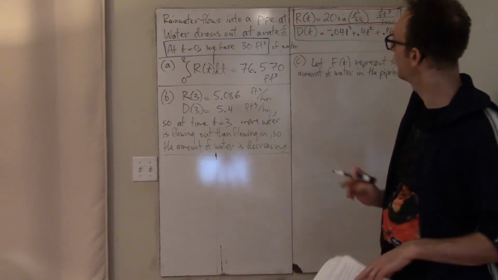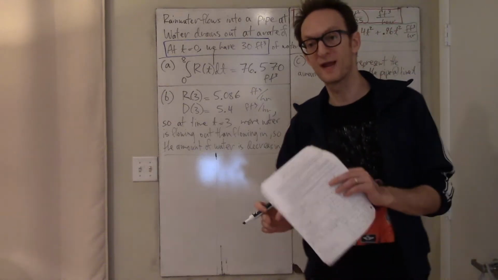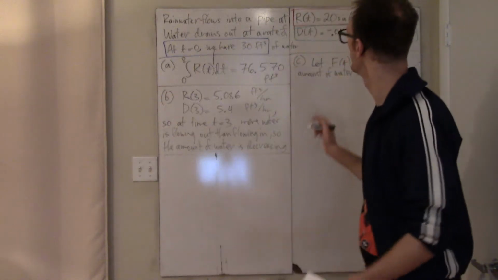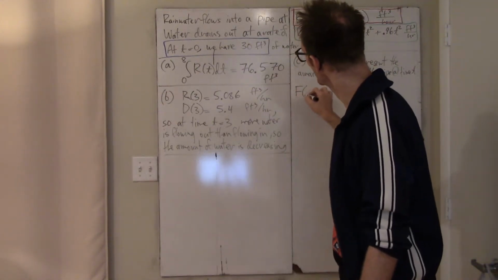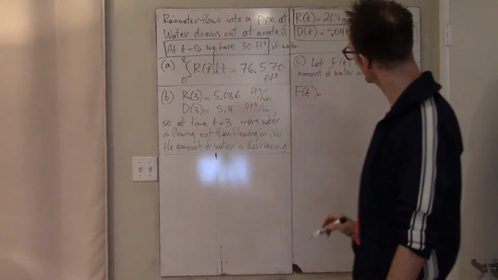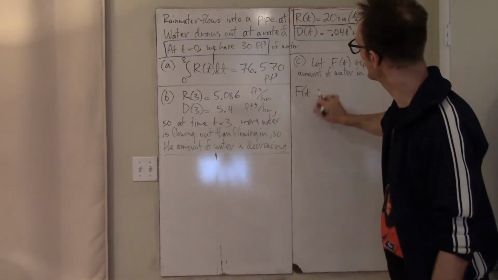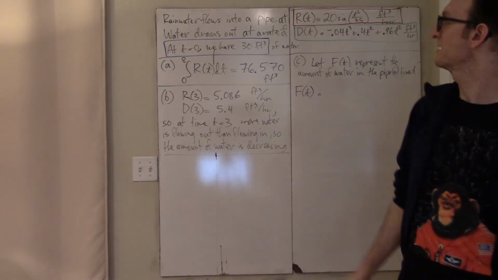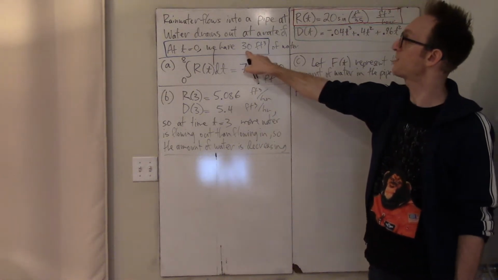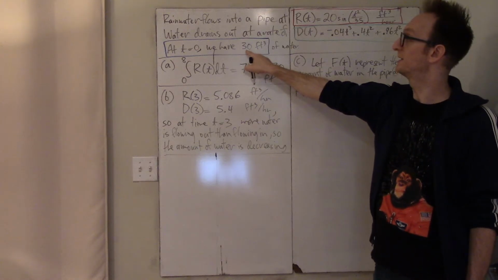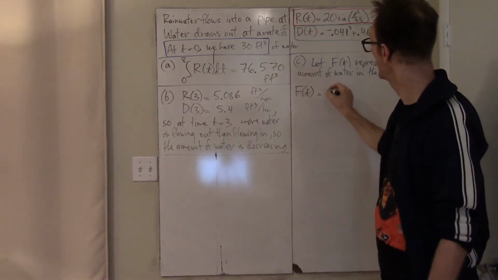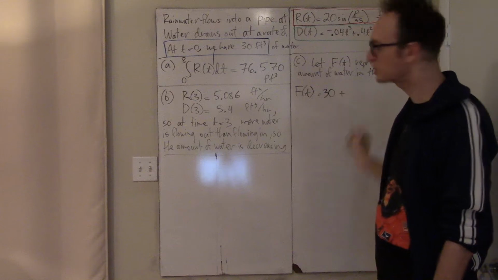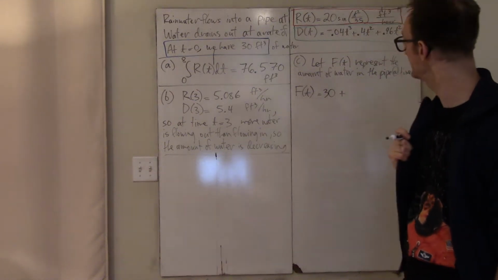Okay. Well, do I have enough information to write a formula for f? I think I do, because this is not our first time doing this, so I don't think I need to go slowly and explain everything. But the amount of water in the tank at any given time is going to be the amount of water that was in the tank at the beginning, which is 30, plus the change in the water in the tank.